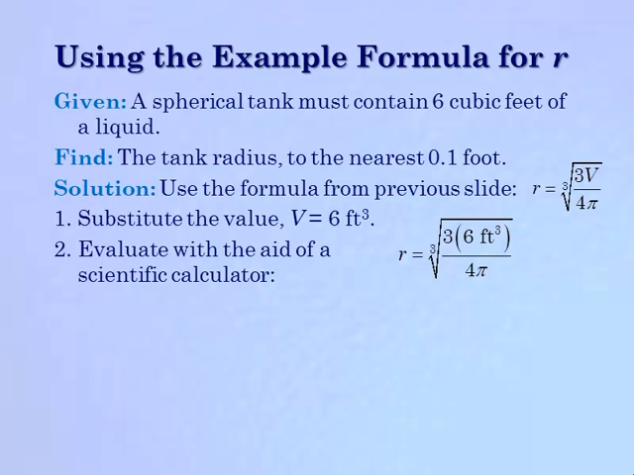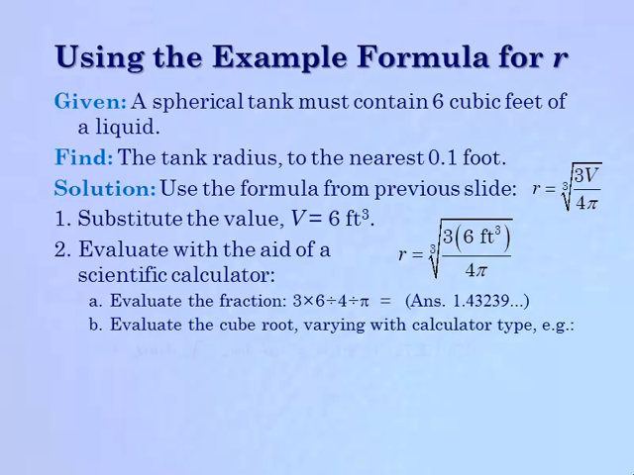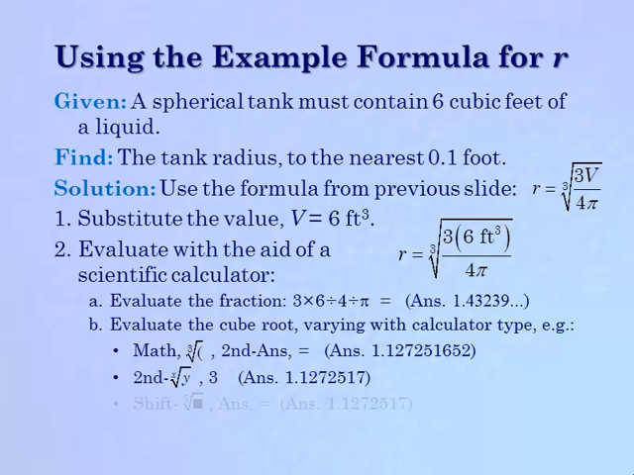Multiply first 3 times 6 cubic feet divided by 4 pi. Let's see how we would do that. So first we have to evaluate the fraction: 3 times 6 divided by 4 divided by pi. And we get the answer of 1.43239. Now, how do we get that cube root? So it's going to be different for each calculator. So let's see how that would work out.